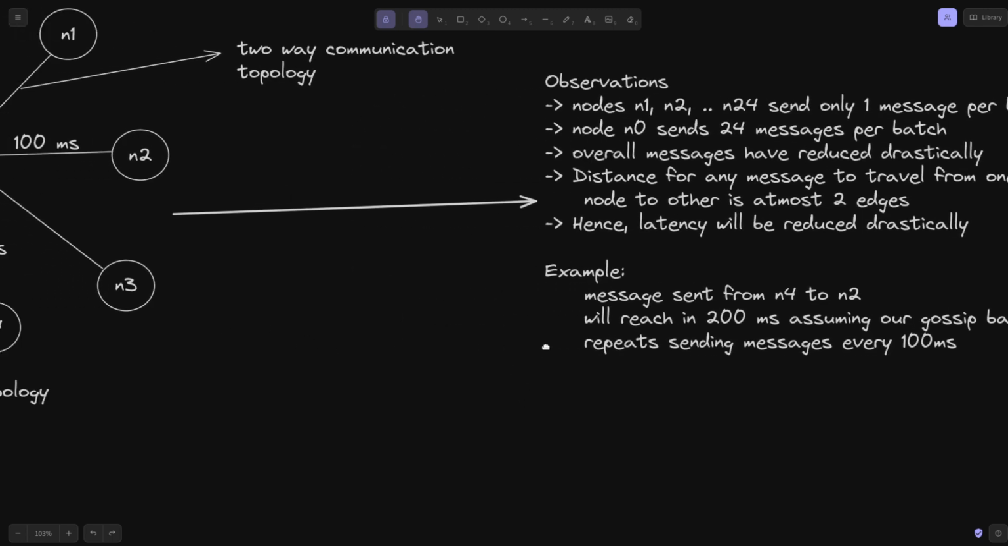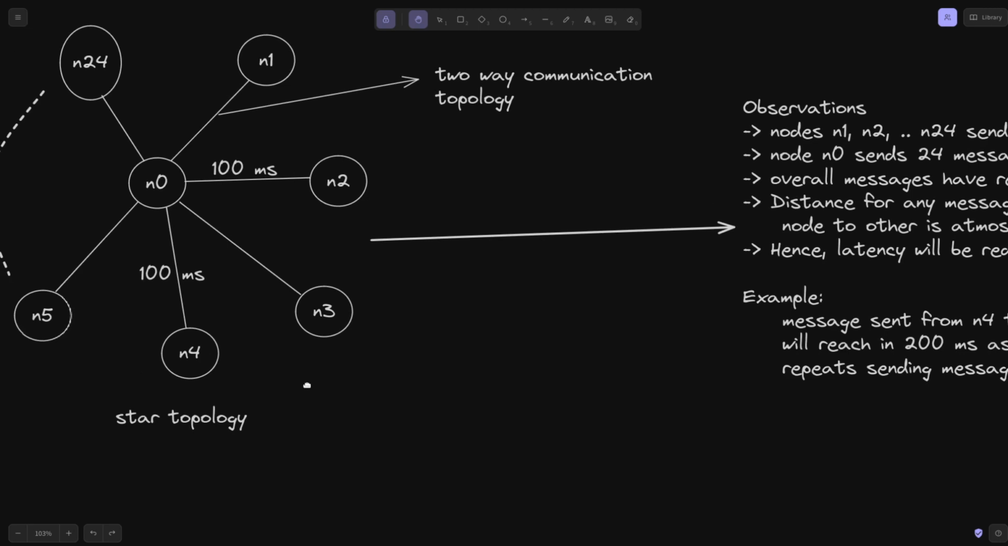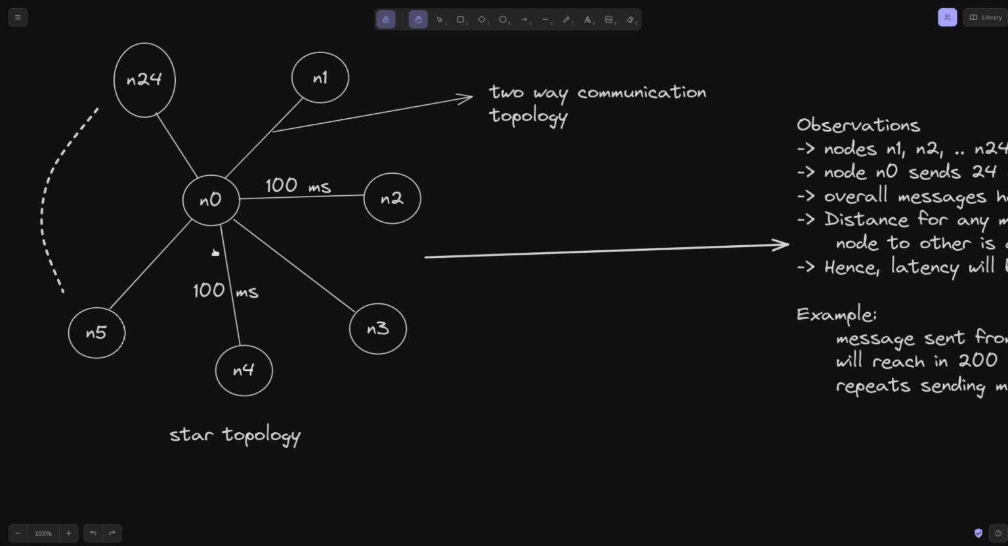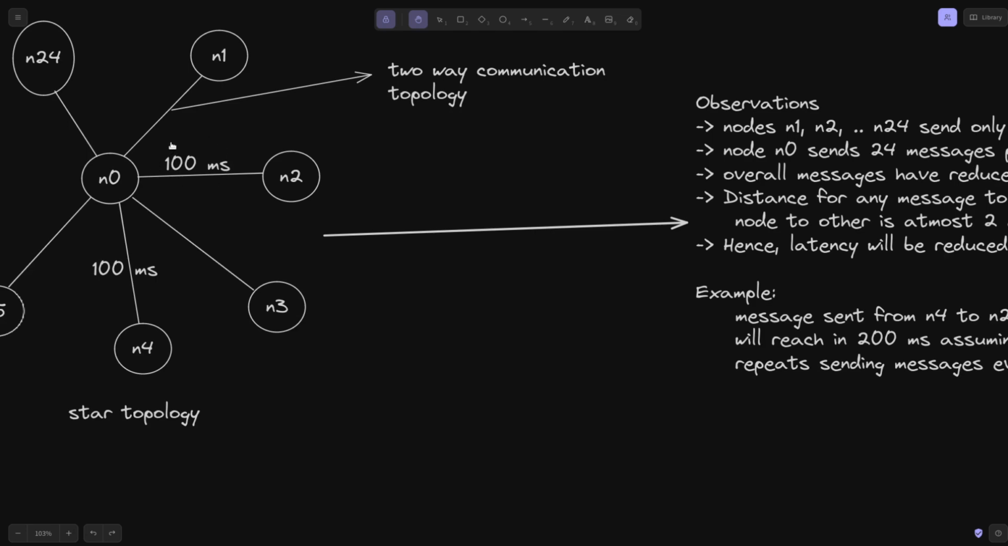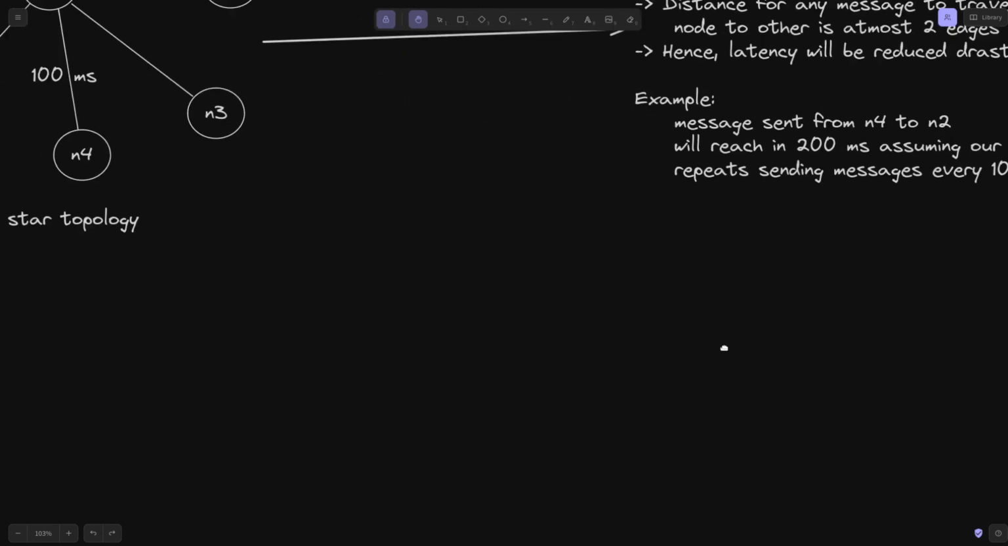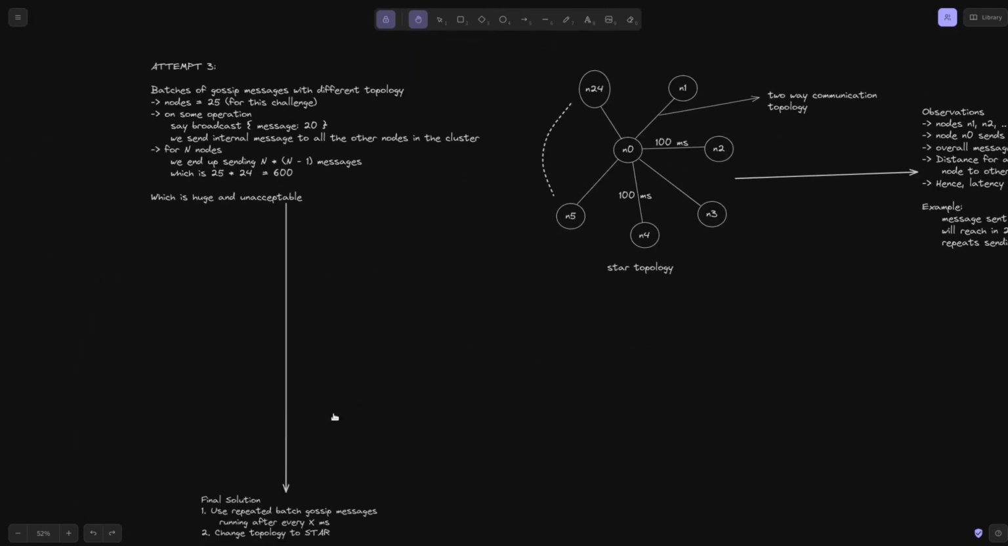Let's say for example N4 wants to update all the nodes in the cluster, and let's see how that value propagates to N2. N4 wants to send some value, let's say 10. It is going to send it in 100 milliseconds to node N0, and node N0 will send it in 100 milliseconds to node N2. This 100 millisecond is a user defined quantity, and we can alter it and experiment with what results are achieved by changing these two parameters. Okay, so this was the main idea behind this.